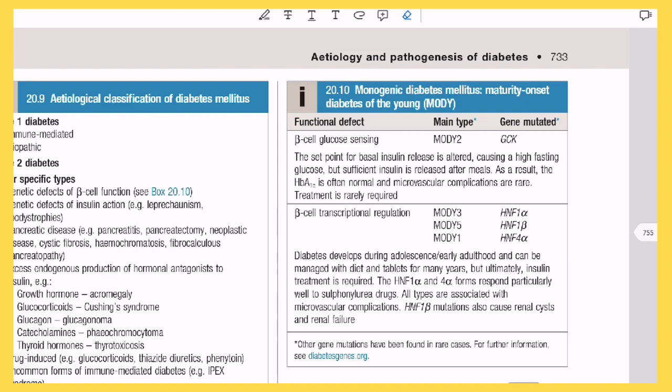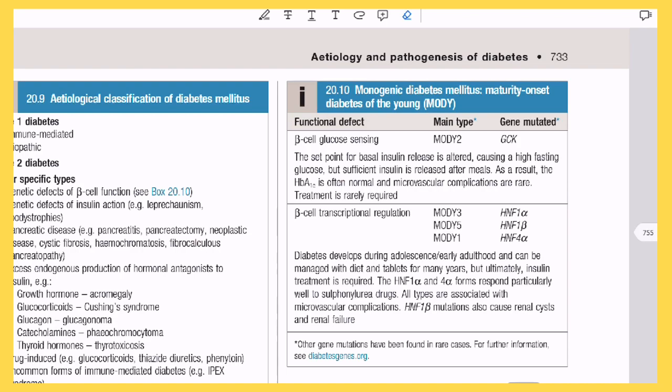like maturity onset diabetes mellitus of the young type 2, where there is a mutation of the GCK, and here the fasting blood glucose level is always high, but hemoglobin A1C and postprandial glucose are normal, and microvascular complications are rare. So they don't require any treatment. And there are some other types which require sulfonylurea. Rather, insulin is required at the later stage of the disease.